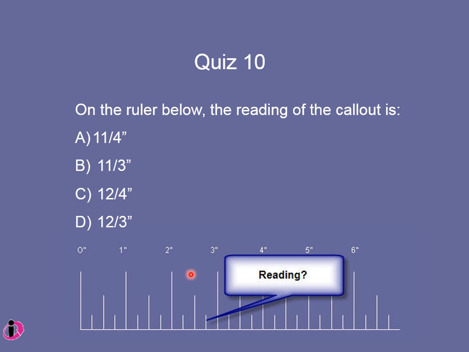Let's look at another example. Now we are still reading the same thing, but instead of reading it the way we did before, we can do it in a different manner. Okay? How can we do it?